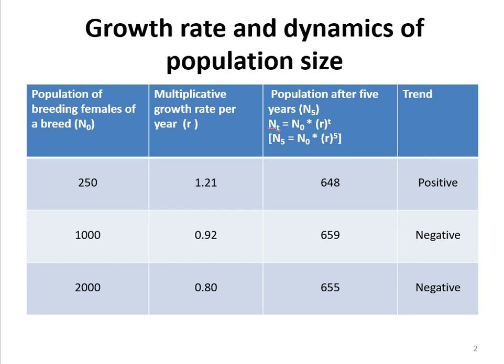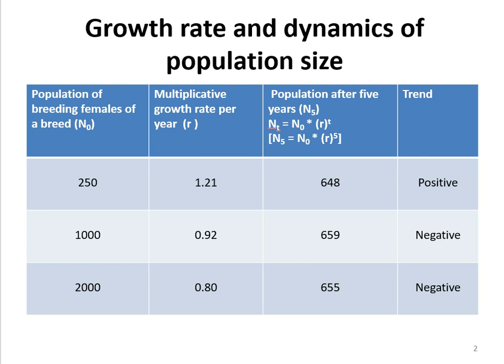For example, today we have 250 breeding females of a breed, and their growth rate per year is 1.21. So we can easily predict that after 5 years there will be 648 animals. So their growth trend is positive.